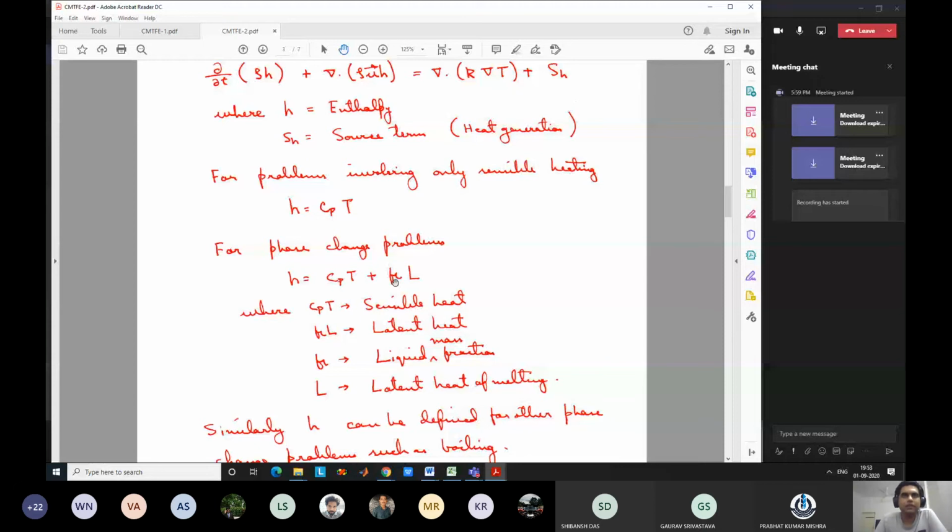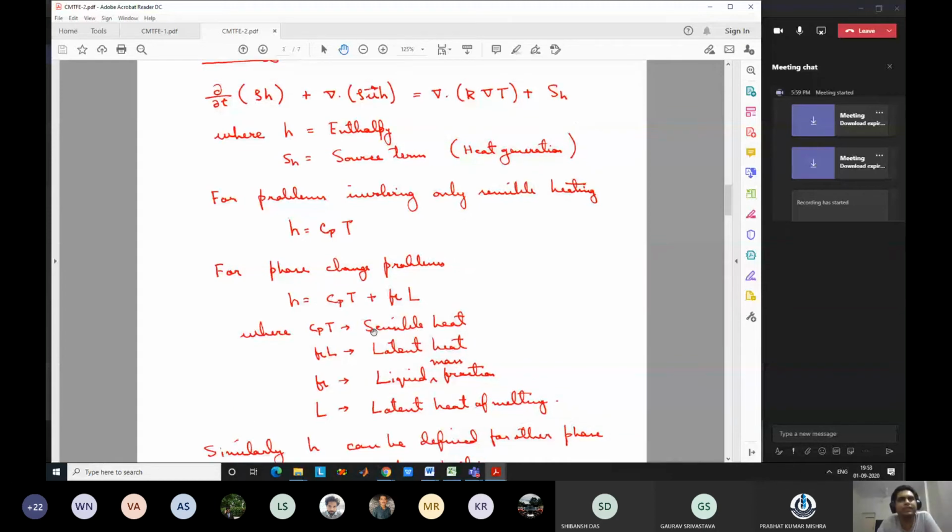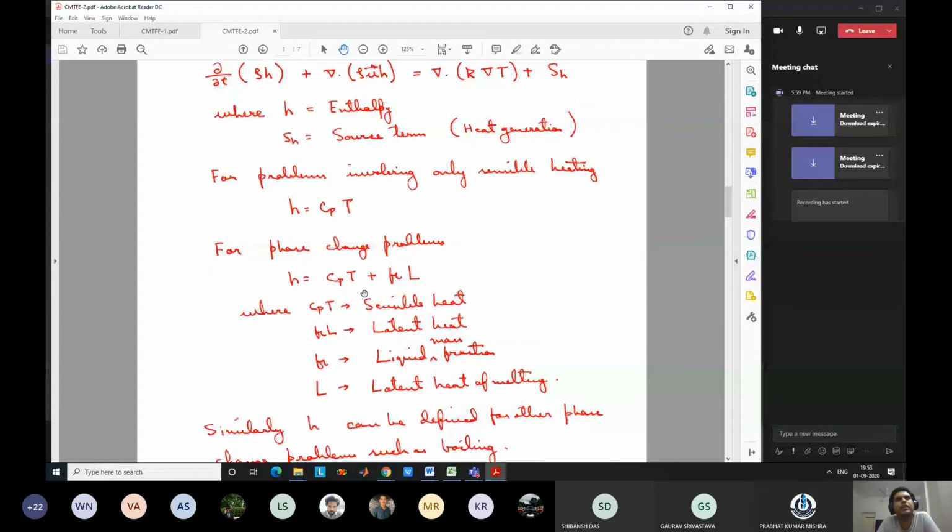CpT is the sensible heat. CpT does not have any component of latent energy. It is also with respect to some reference. I could also have written it as Cp into T minus Tref and solved the same equation. You will get the same result. Everywhere there will be Cp into T minus Tref. That Tref will be constant and any derivative of Tref will get cancelled. So Cp into T is only the sensible energy, whether it is solid or liquid.